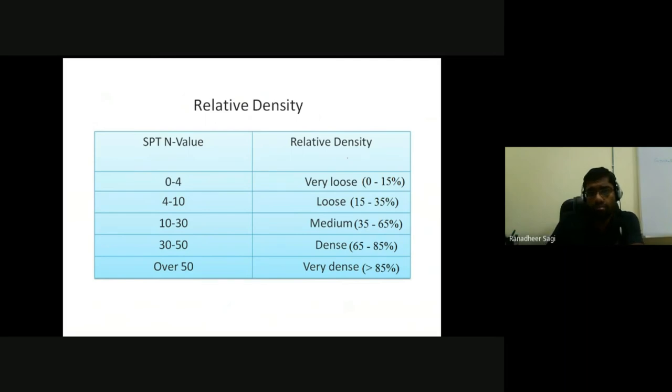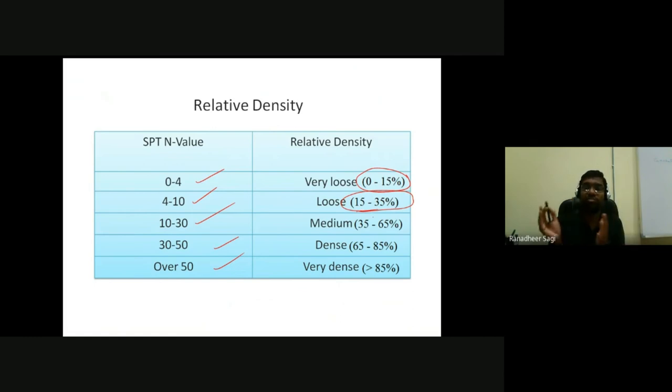Depending on the relative density of the soil, for example, if the SPT N value of the soil is between 0 and 4, then we understand that the relative density of the soil is somewhere between 0 and 15%. If the SPT N value is between 4 and 10, the relative density of the soil is going to be somewhere between 15 and 35%. If the SPT N value is between 10 and 30, or 30 to 50, or greater than 50, accordingly we will be able to understand the condition of the soil, whether the soil is very loose, or existing in a loose state, a medium state, a dense state, or a very dense state.